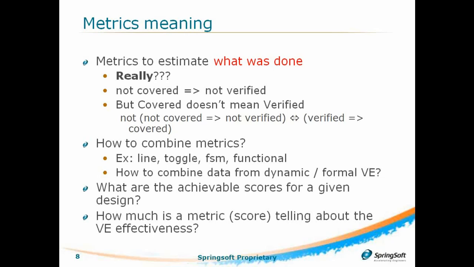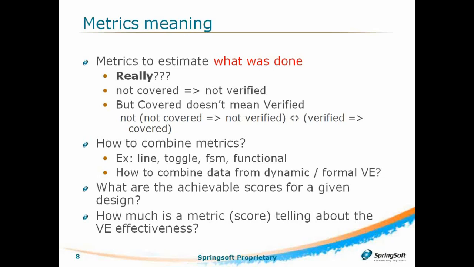And the second aspect is how to combine those metrics. So this is related to my other question, which is what is the meaning of those metrics? So say that you have 80% line coverage and 90% toggle coverage. Is that better or worse than having 90% line coverage and 80% toggle coverage? And how do you combine metrics between dynamic and formal verification environment?